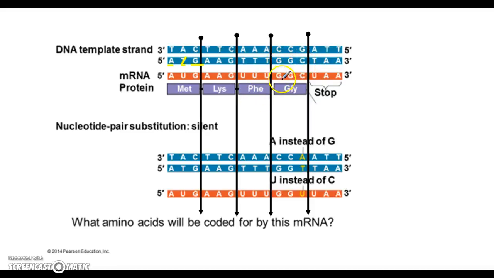GGC codes for glycine. Okay, and so imagine up here that this is the normal polypeptide. Okay, so this is pre-mutation. So let's say we've had a substitution mutation. And so in this case, this one happens towards the end of it. But here, instead of CCG, it's mutated to CCA.